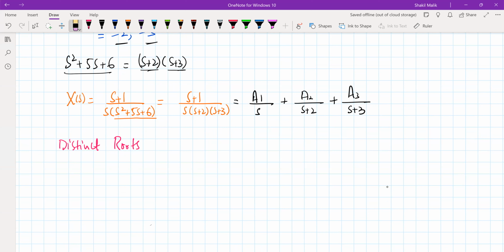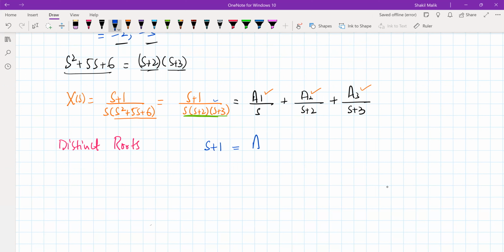So what we do, we write the partial fraction expansion. Now our goal is simply to find the values of a1, a2, and a3. There are different ways to find these values. What we do here, we'll simply multiply both sides by the denominator term. Once you multiply that, from this term, denominator and numerator will get cancelled, so we'll be left with s plus 1.